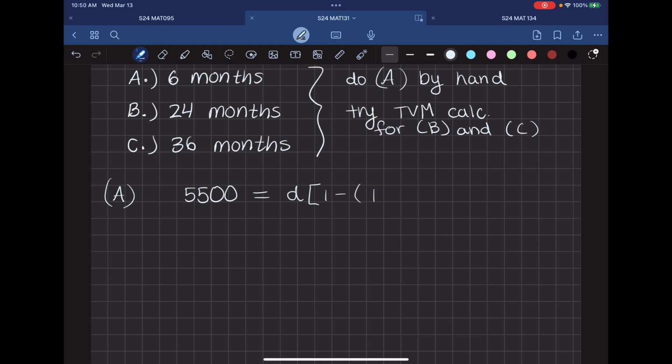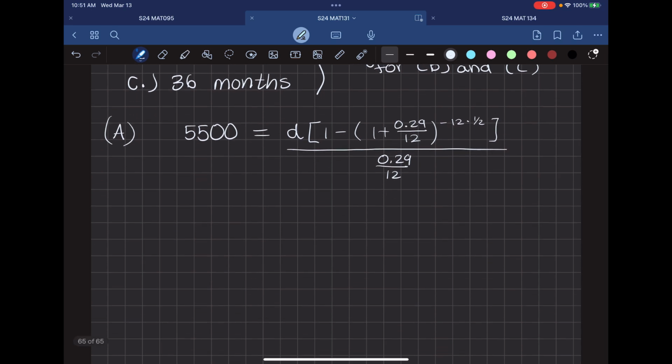So 1 minus 1 plus, our interest rate is 29%, so 0.29, divided by 12, because we're doing monthly, times negative 12 times, now here, be careful. We're dealing with 6 months. T is in years, so we're going to have a 1/2 right here. So it's half a year. And some people will put 6 there. It's not 6 years. It's half of a year. And then we divide by 0.29 divided by 12.